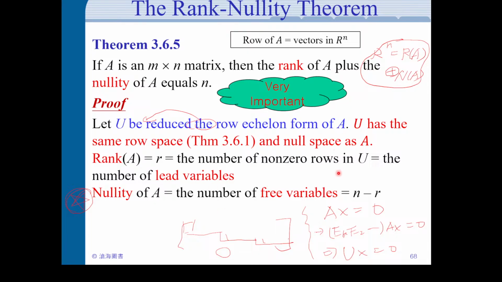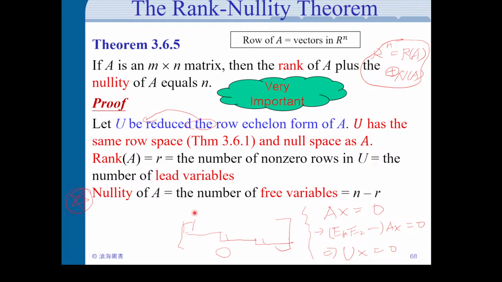Because the null space of A equals the null space of U, the nullity of A will also equal the nullity of U. And the nullity of U you can easily see from its REF form: it equals the number of free variables in U. Also the rank of A, being the number of non-zero rows, is equal to the number of lead variables. And we know the number of lead variables plus the number of free variables equals the length of your row.